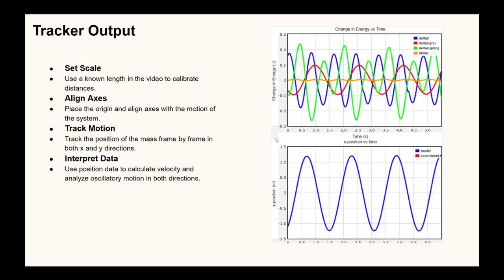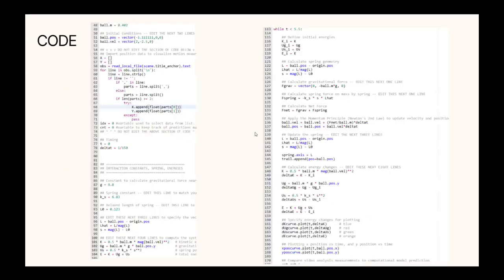Here's the Tracker output that I got. Here's the code that I got. Here's the photo, or the visual, of it.